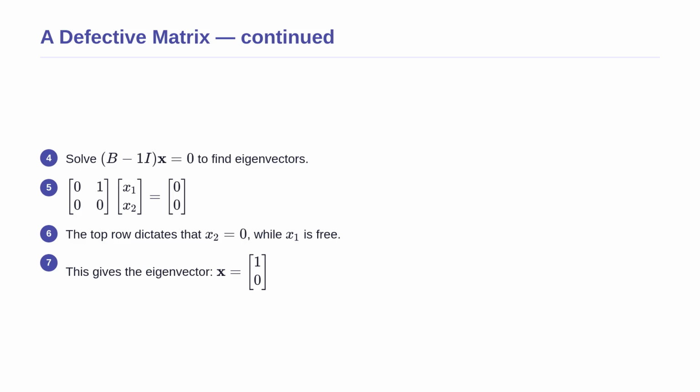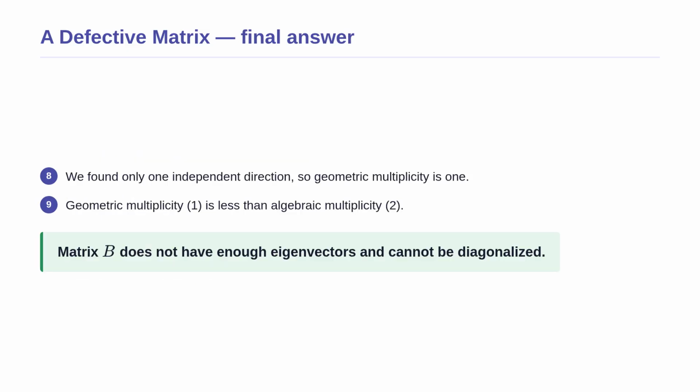Because x2 is strictly trapped at 0, all possible eigenvectors must lie perfectly flat on the horizontal axis. Because all eigenvectors lie on that single horizontal line, we only have one independent direction. This means our geometric multiplicity is only 1. Remember our blueprint? The algebraic multiplicity was 2, but the geometric multiplicity is only 1.